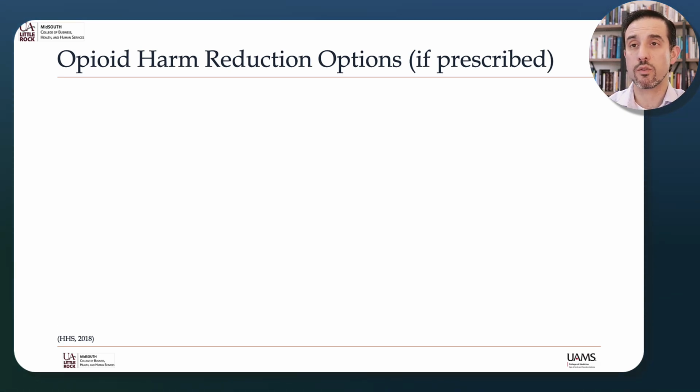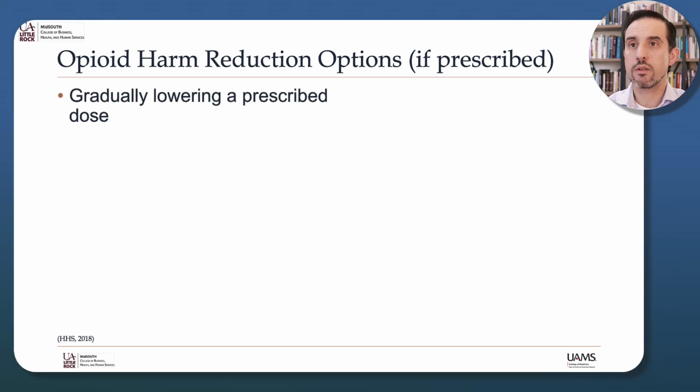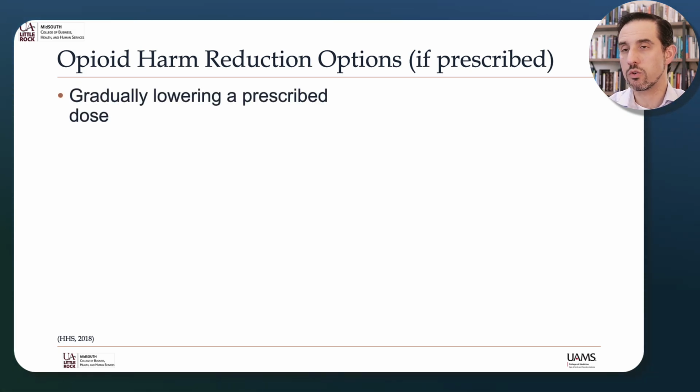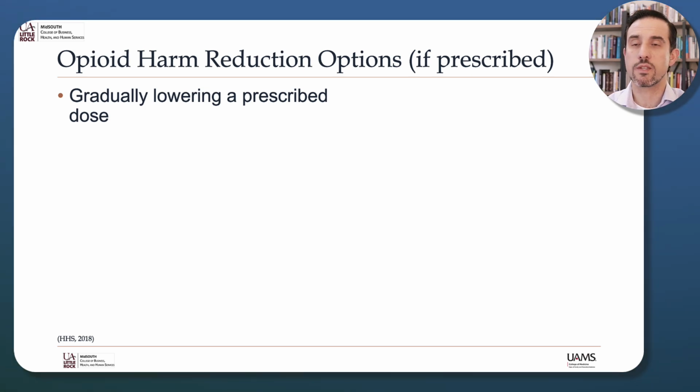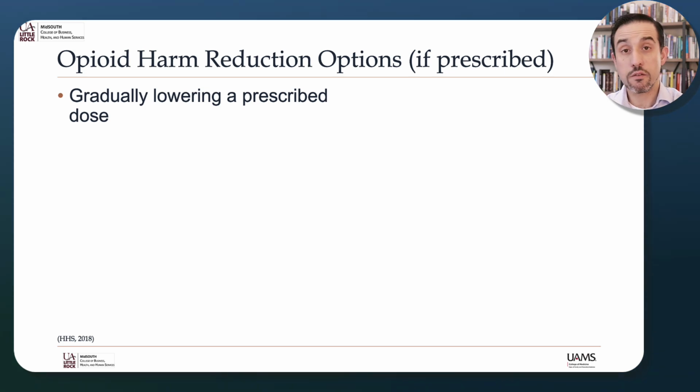We have to think about those sometimes a little bit differently. So if someone has been prescribed an opioid, one thing that you can do is gradually lower a prescribed dose. If, say, they are on a high dose and they need to go lower. And this is something that ideally is done non-aggressively, because a fear of withdrawal and experiencing withdrawal symptoms can very much shake somebody out of whatever progress they're having. It can be very destabilizing. So doing it slowly, definitely very helpful.